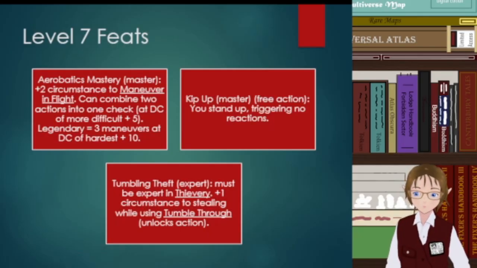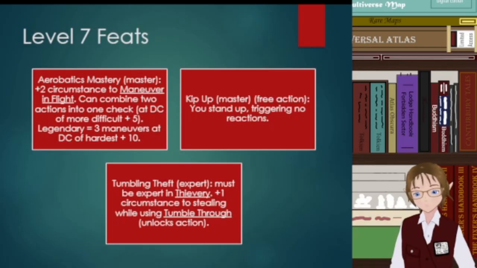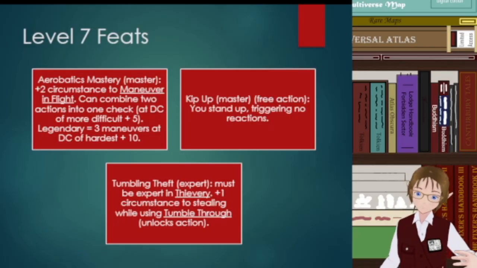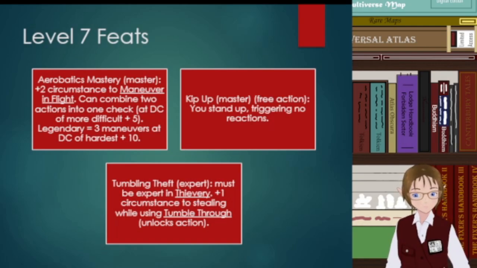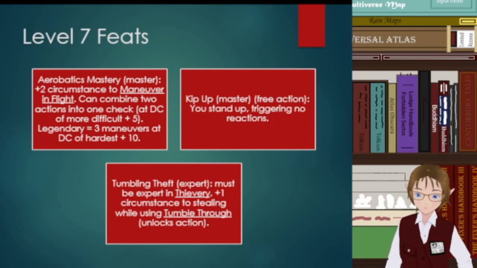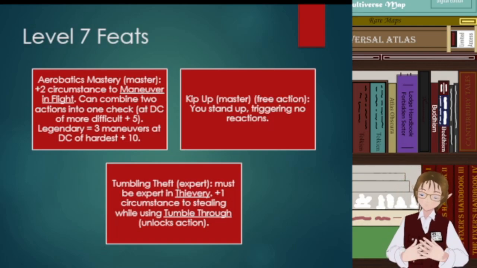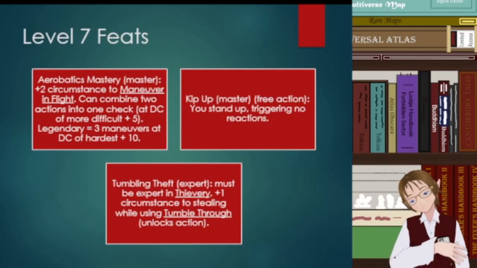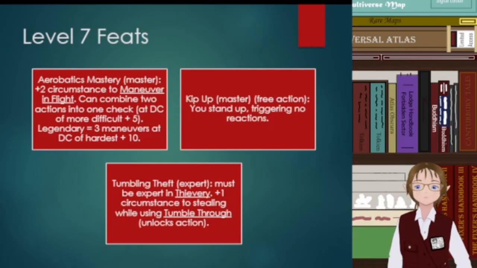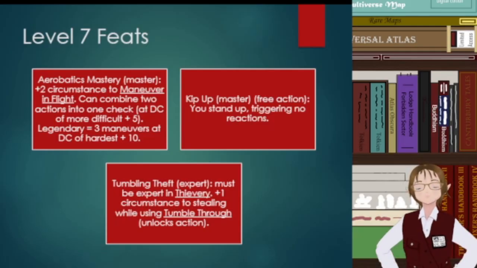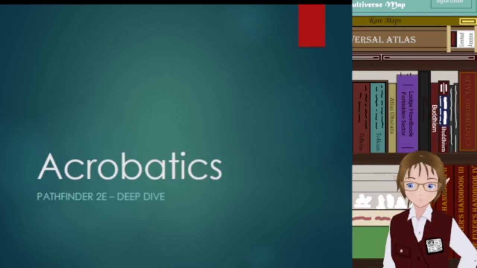The last feat in this list is Acrobatics Mastery. It gives a +2 circumstance bonus to maneuver in flight, and at higher proficiencies, it also lets you take more than one maneuver in a single check, although the DC is increased for each additional maneuver by +5, and it's maximum of 2 at Master Proficiency and maximum of 3 at Legendary. Generally, this feat requires you to have a fly speed, so fewer characters are ever going to get access to it.